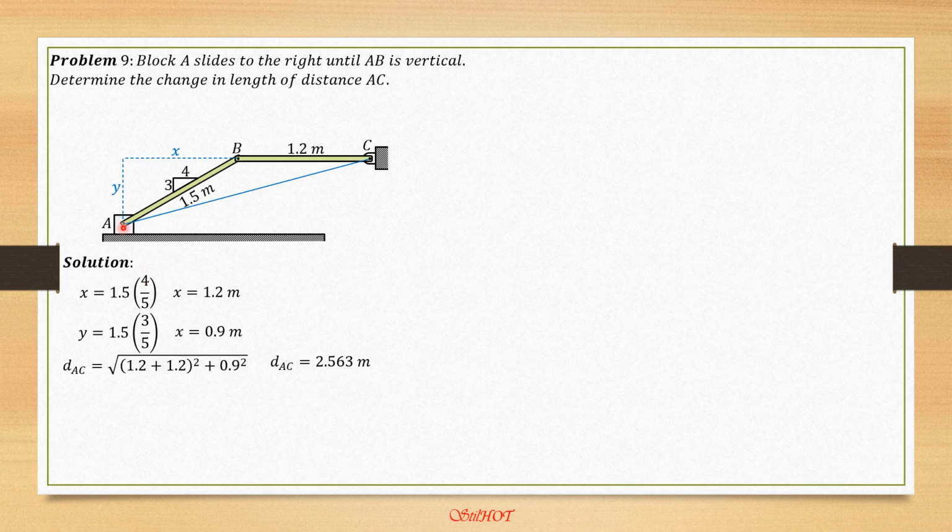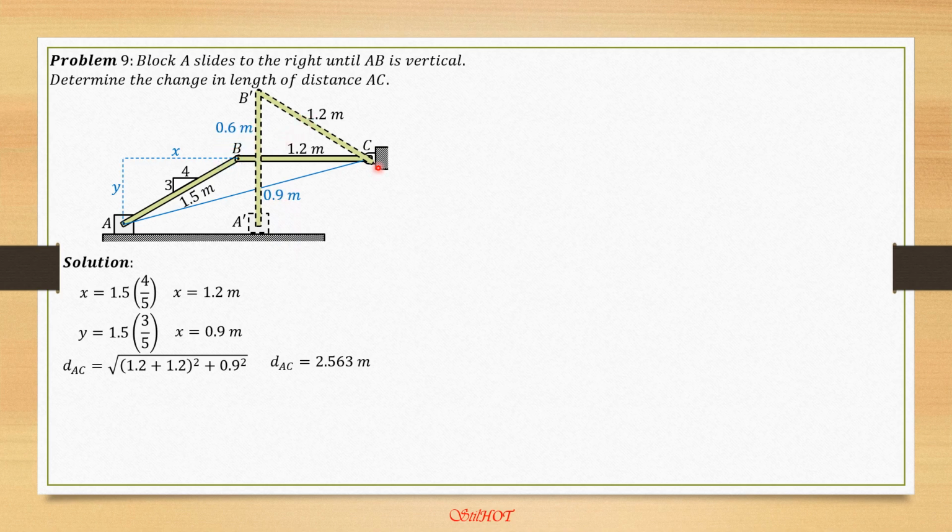So when A is sliding to the right until AB becomes vertical, this should be the figure. And remember that the length of AB, which is also this length here, is 1.5. Because this Y here is always 0.9, therefore this length is 1.5 minus Y. 1.5 minus 0.9 is 0.6. So this is also 1.2 because this is CB or CB prime, and this is 0.9, so that's 0.6.